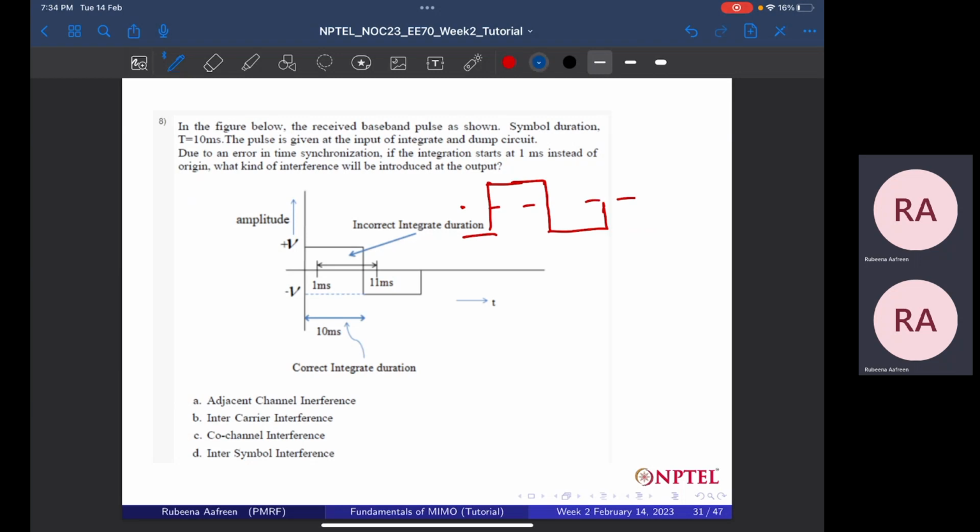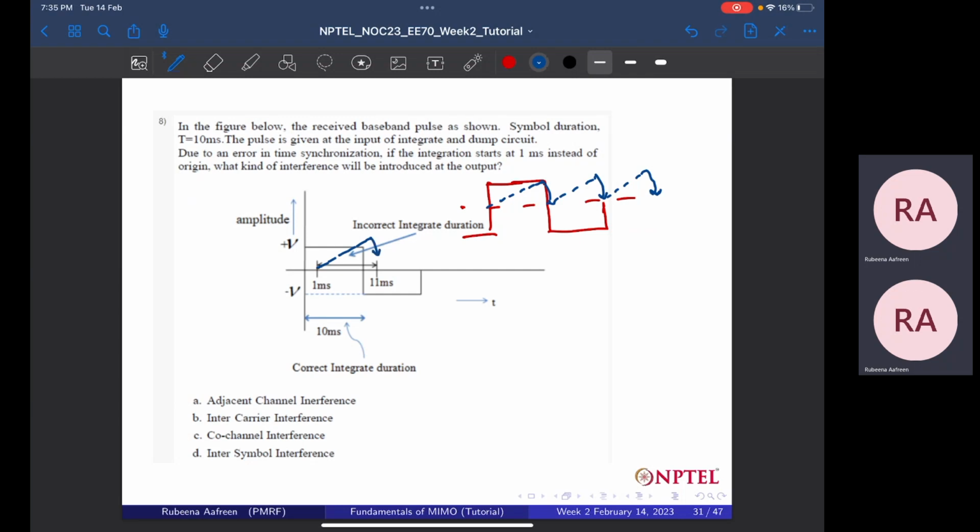So the duration for the matched filter is also the same as the duration of the pulse. So it will integrate and dump, and then integrate and dump. Like that it happens. So if there is perfect time synchronization, then there would be no error. But in this case, if it is starting at 1, it will go till 11.